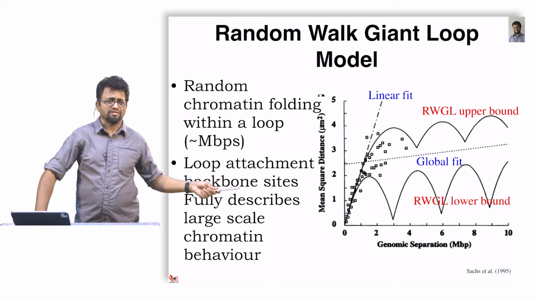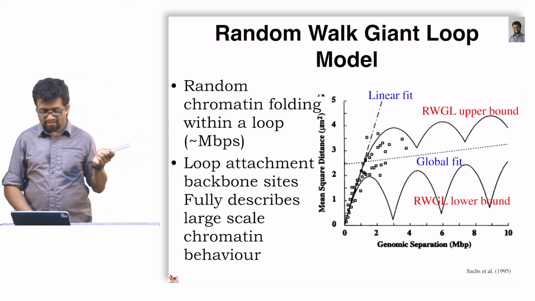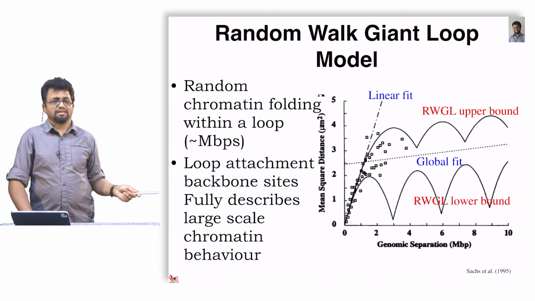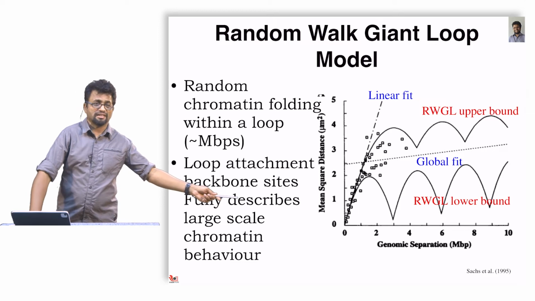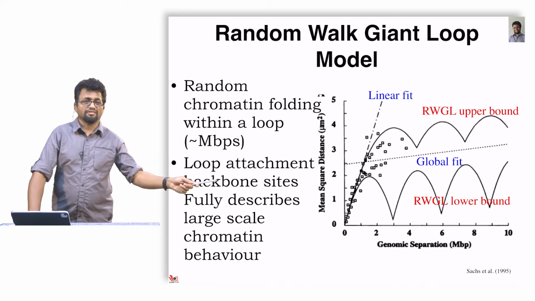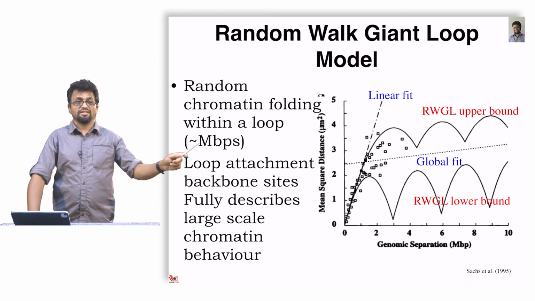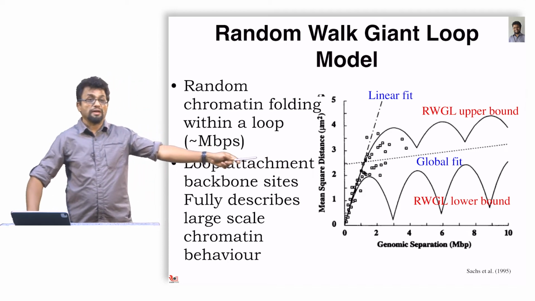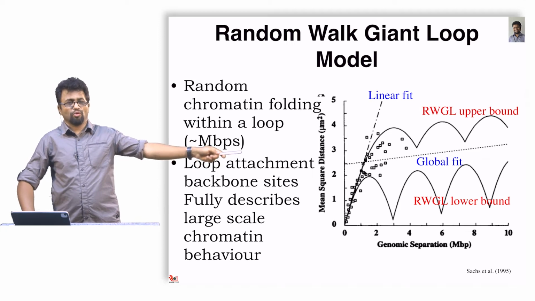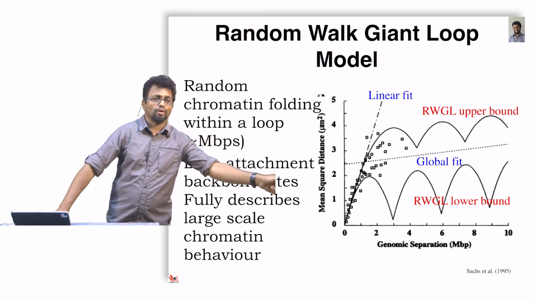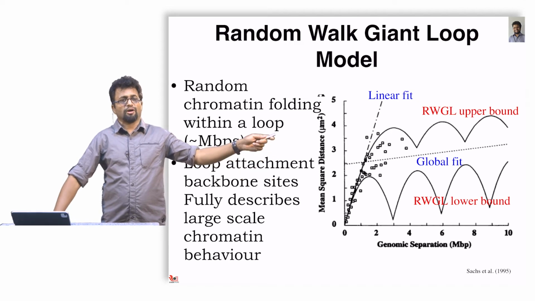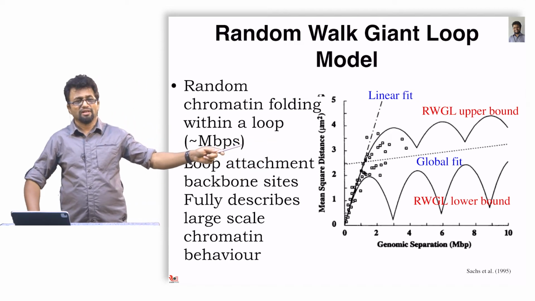And this is slightly strange, but bear with me, because again this is data from a publication by Zucks showing that the genomic separation as it increases on the x-axis will give, according to the random walk giant loop model, these kind of bumps that come from the looping part. They go up, come down, go up, come down, and so on. And depending on the fit parameters, you will get a lower bound or an upper bound on the model predictions.